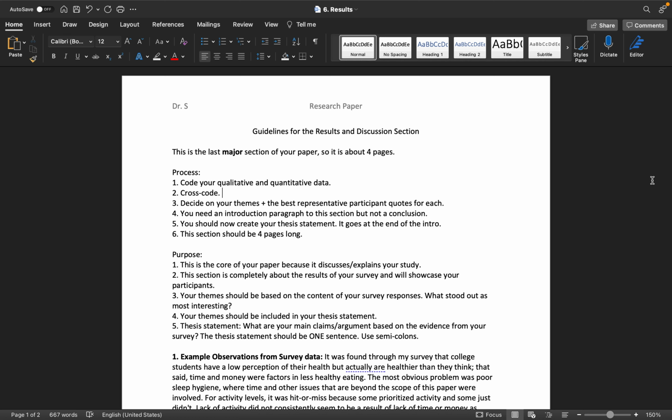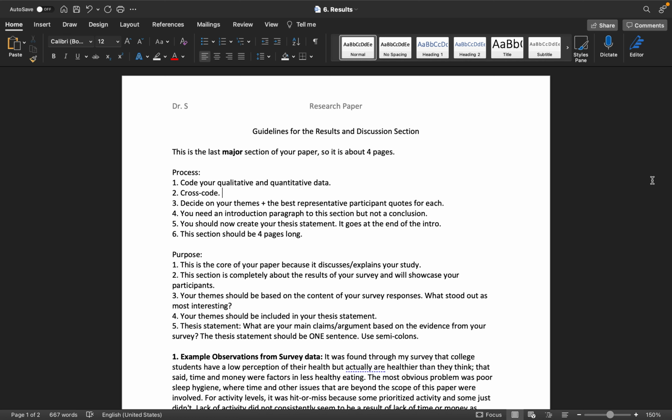This is going to be the last major section of your paper. After the results and discussion comes the conclusion, which is basically the last section. So you don't actually need a conclusion paragraph for this section, because you are going to conclude everything, summarize everything in the actual conclusion section. So this will be about 4 pages.